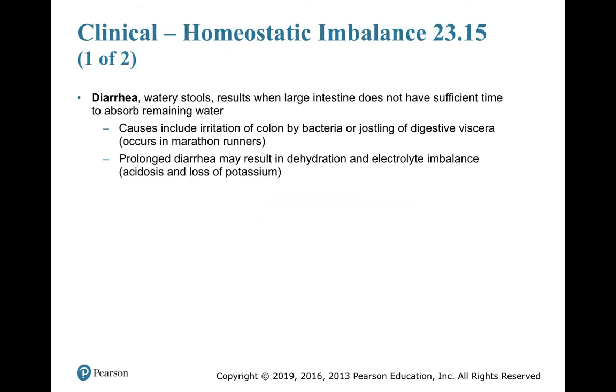So clinical homeostatic imbalances: diarrhea is the presence of watery stools that would result when the large intestines doesn't have sufficient time to absorb the remaining water. Could be caused by irritation of the colon by bacteria or jostling of digestive viscera. That can occur in marathon runners, for example. Prolonged diarrhea might result in dehydration, and electrolytes will follow water, so that would include electrolyte imbalances, including acidosis and loss of potassium.